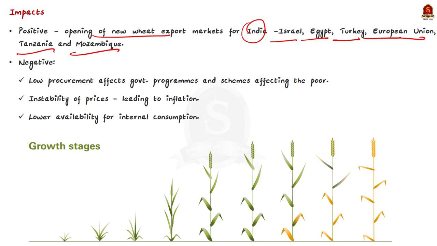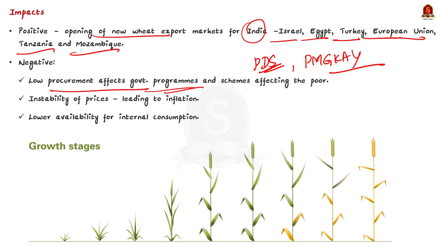Now, in contrast to the first impact, low procurement by the government will affect the implementation of government-run programs like the Public Distribution System, that is the PDS, and Pradhan Mantri Garib Kalyan Anna Yojana. So, based on this, the poor will get majorly affected. And it will also affect the stability of prices, including wheat price domestically, and this will lead to inflation in general and food inflation in specific. And finally, it also results in the lower availability of grain for internal consumption.